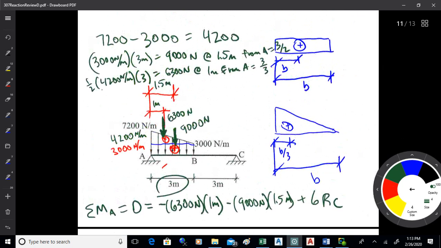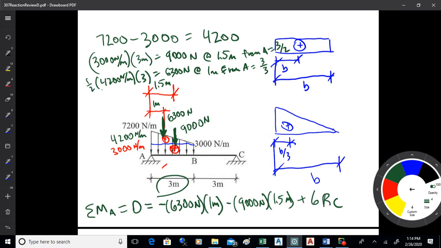I think RC ought to be about 3,300 when you work it out. The negative means clockwise moment. The sign conventions for force and moment are different. They're not directly related. Just the fact those are downward forces does not always mean they're negative moments. It doesn't always work out that way.